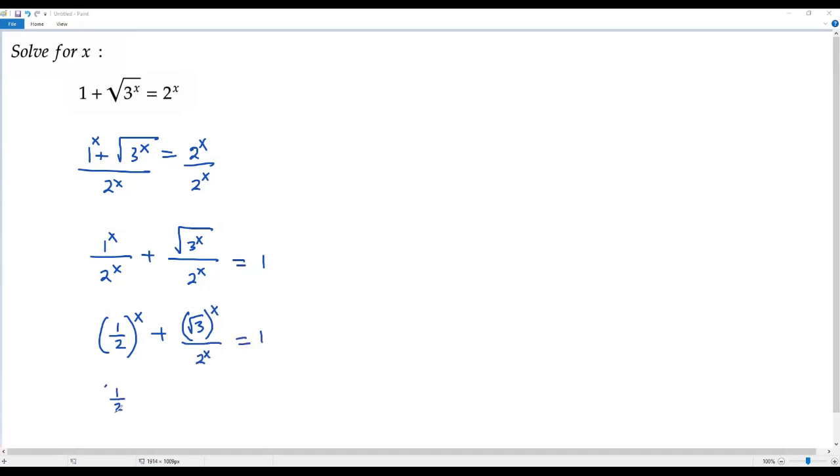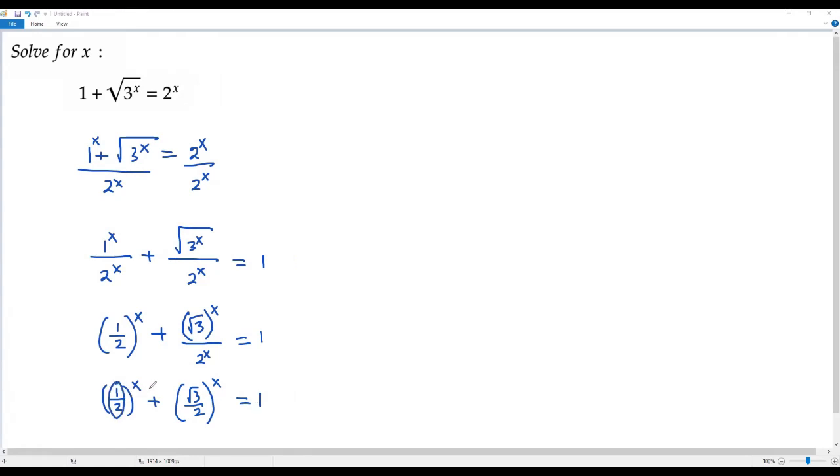Okay, 1 over 2 to the x power plus. Here we again divide two powers with the same exponent x. Now we can write this exponent x in common. Then we get square root of 3 over 2 to the x power equals 1.